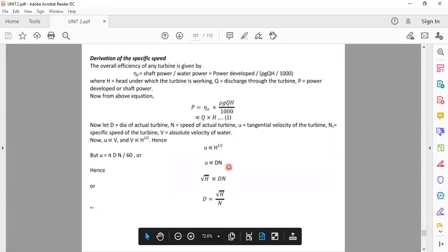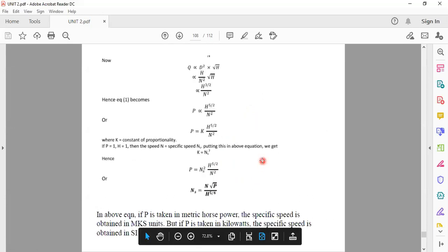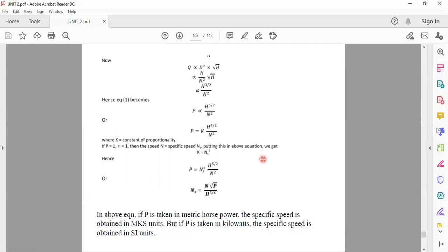So U is directly proportional to D N, and U is proportional to under root of H, so D is proportional to under root of H upon N. After that, we know discharge is directly proportional to D square into under root of H. So D square is directly proportional to H upon N square into under root of H. So H raised to 3 by 2 upon N square. So power is proportional to H raised to 5 by 2 upon N square. So P equal to K H raised to 5 by 2 upon N square.